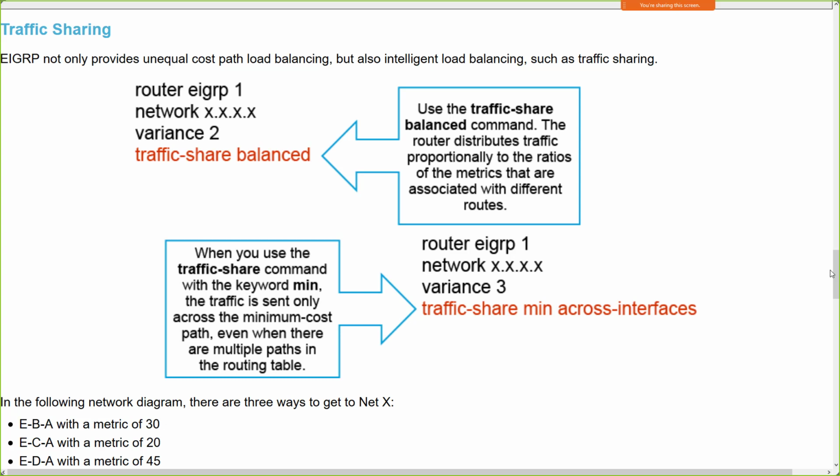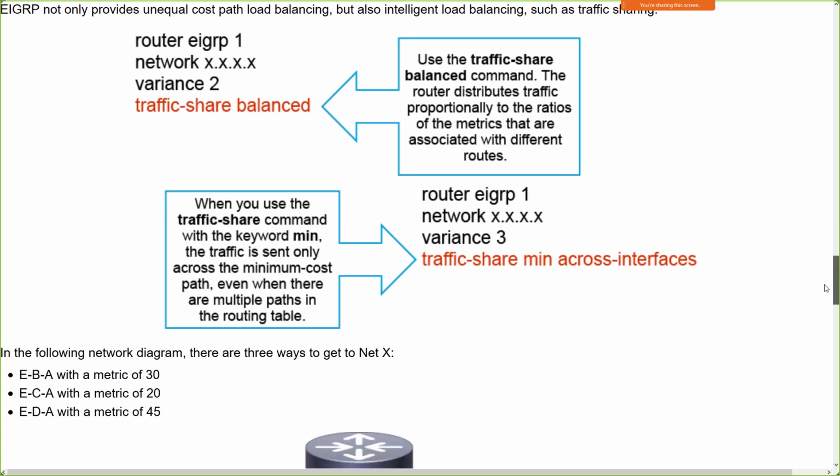It says here, EIGRP not only provides unequal cost path load balancing, but also intelligently load balances with traffic sharing. And we use the command traffic share balanced to distribute traffic proportionally to the ratios of the metrics that are associated to the different routes. That's the default, by the way. Traffic share balanced would be the default. If I go into my EIGRP configuration and I say traffic share min across interfaces, then we send the traffic only across the minimum cost path, even if we have multiple paths in the routing table.